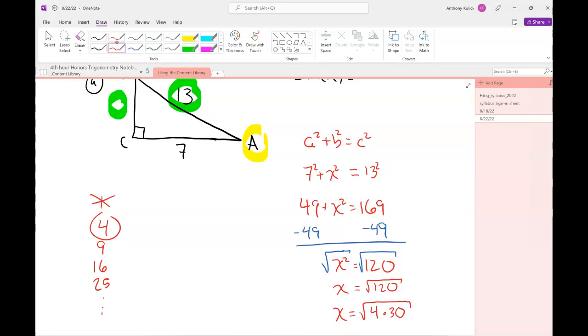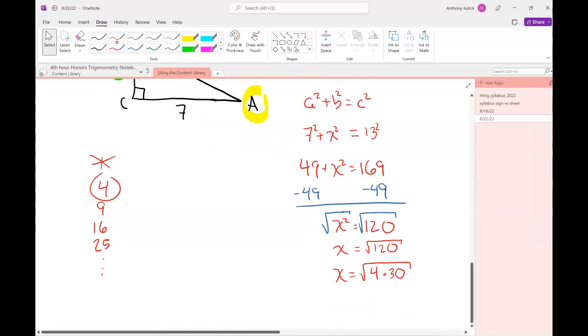Can I take anything more out of 30? Are there any more perfect squares in 30? No, right? We can see right away that 4, 9, 16, 25, none of those divide 30, and obviously the next one's 36, and that's clearly not going to divide 30 because it's way too big. I just was seeing if there were more perfect squares hiding anywhere.